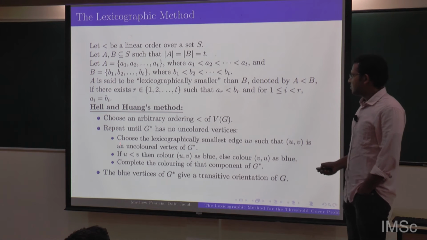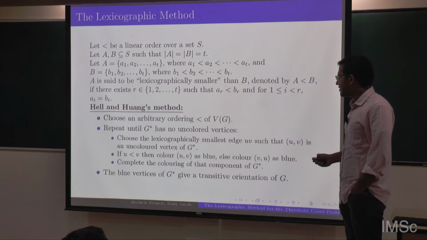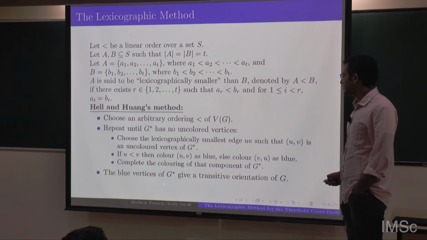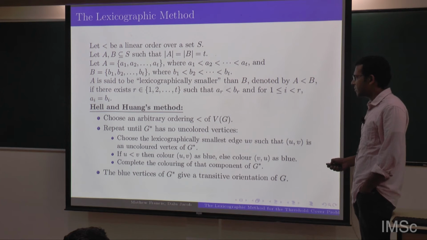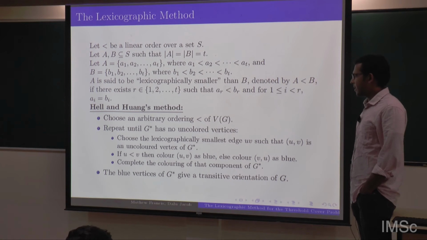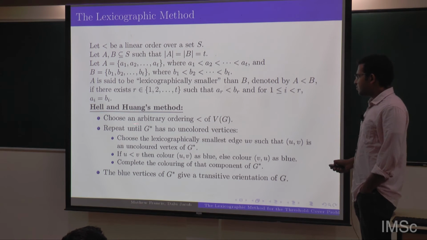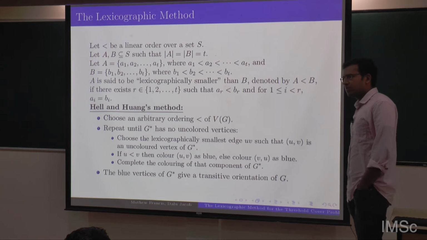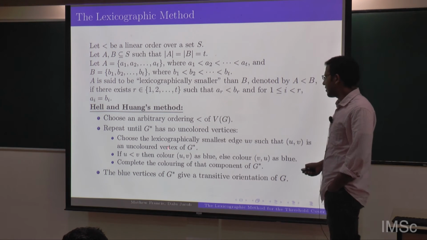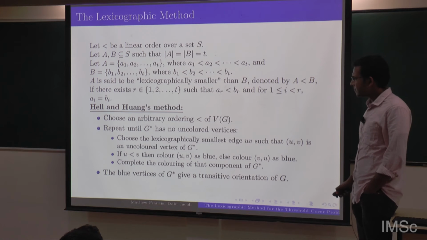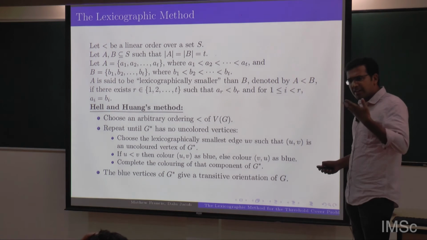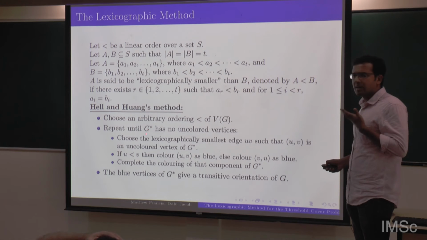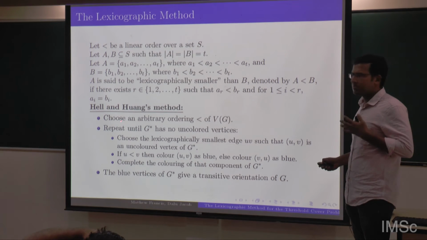So the lexicographic method works as follows for comparability graphs. This is not for the threshold cover problem. This is for recognizing and orienting comparability graphs. You choose an arbitrary ordering less than of your vertex set, and now you want to generate a specific bicoloring of your auxiliary graph G star. This is what we want.